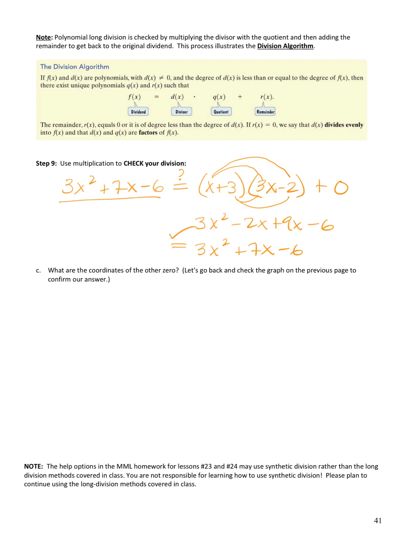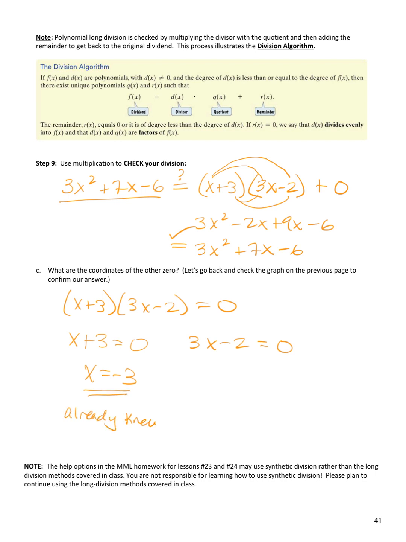So what are the coordinates of the other 0? Well, I take my other factor. So I have x plus 3 times 3x minus 2 equals 0. I set each factor equal to 0 separately. And here I get x equals negative 3. I already knew this 0 from the graph.